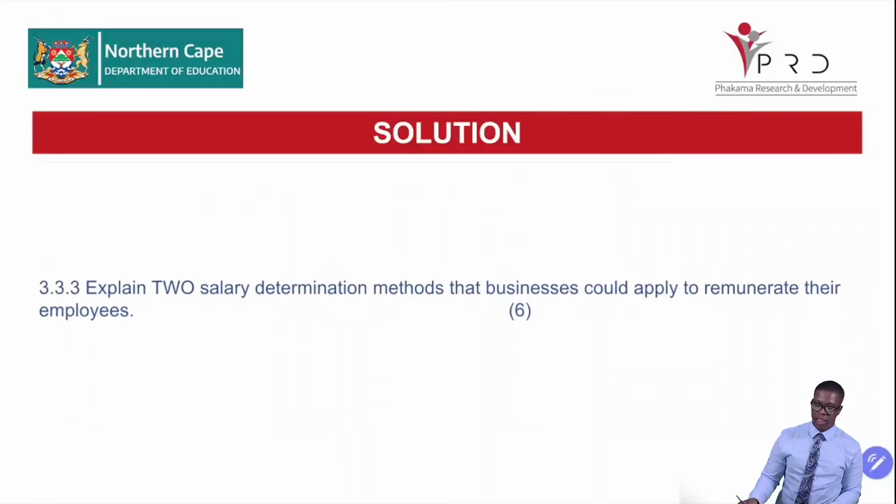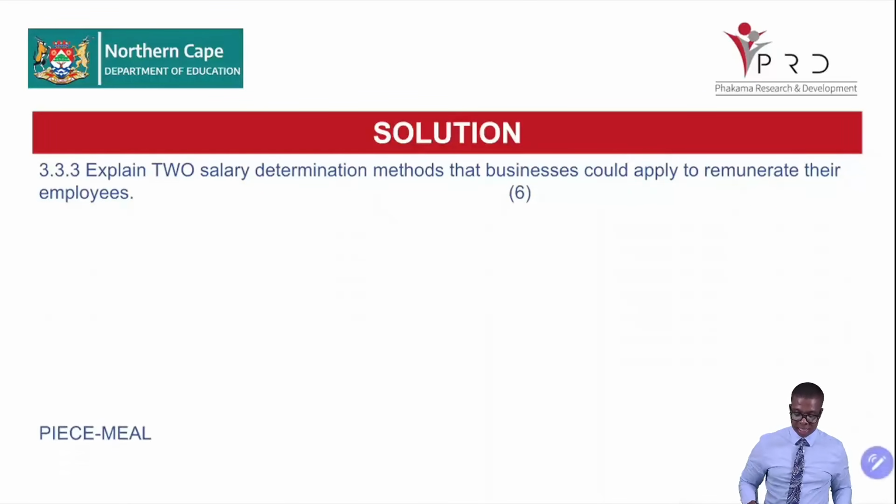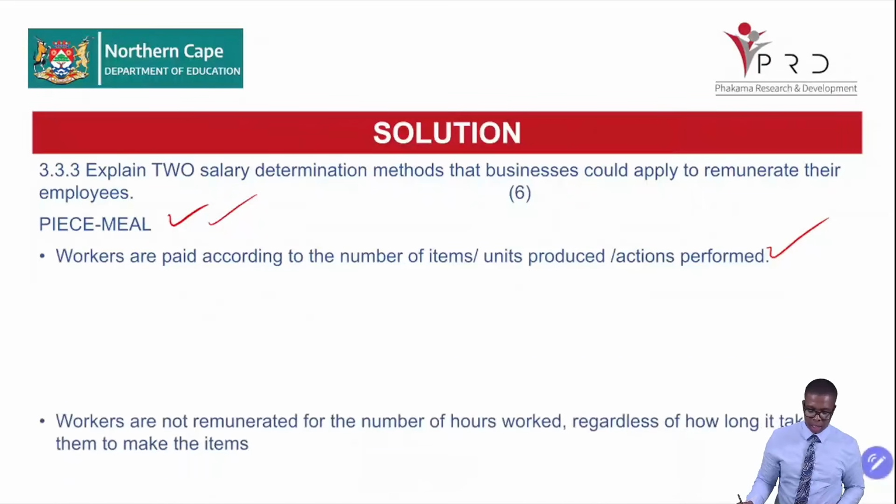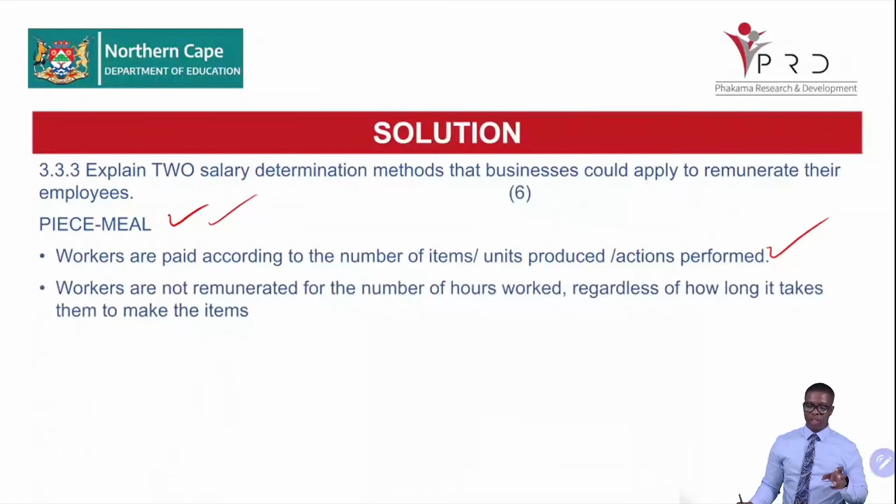Then we proceed and look into the 2 salary determination methods. Piecemeal. Here we are saying 2 marks for just writing piecemeal, and when you explain you get 1 mark. And we say piecemeal refers to what? Workers that are paid according to the number of items or units produced. Then workers here are not remunerated for the number of hours worked, regardless of how long it takes to make the item.